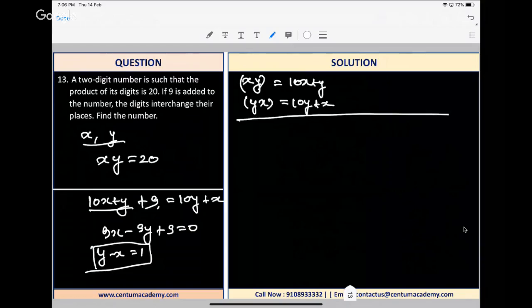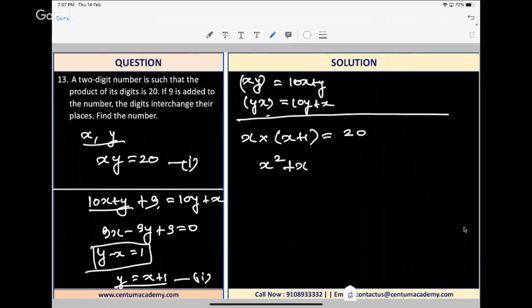How? Let us see. So hence I can say y is equal to x plus 1 from here, and then use equation number 1 and equation number 2 to solve this. So x times, now y is x plus 1, and this is equal to 20. So it is x square plus x minus 20 equals 0. So we have got a quadratic equation.